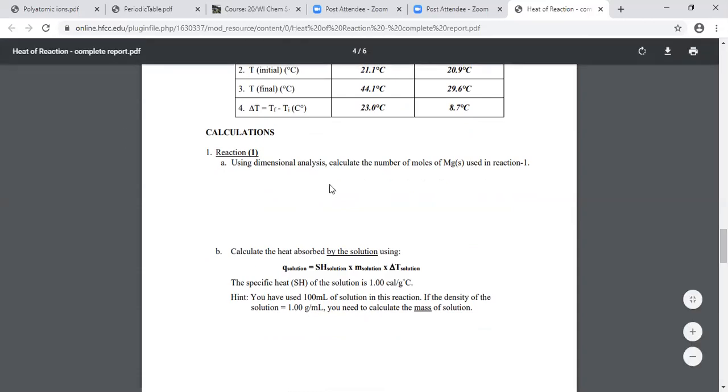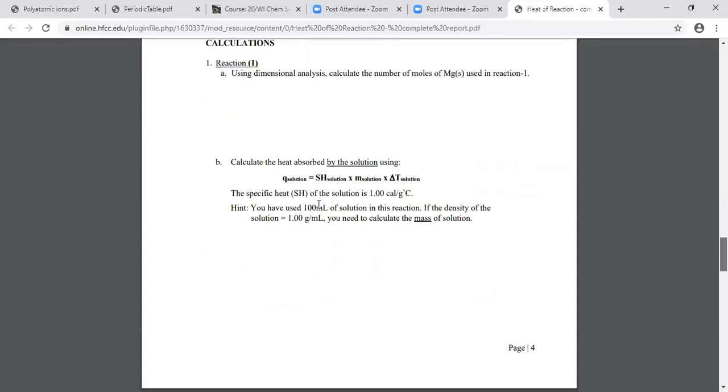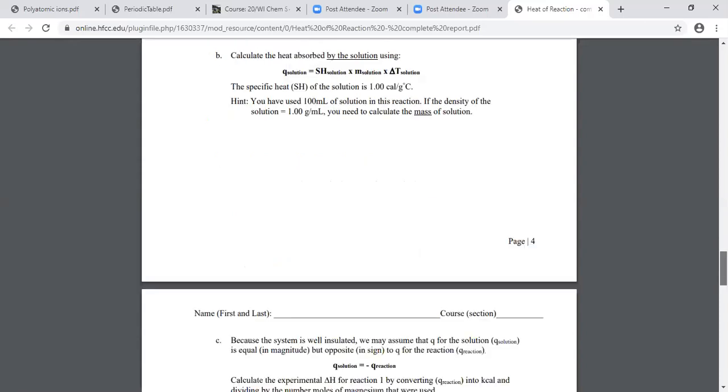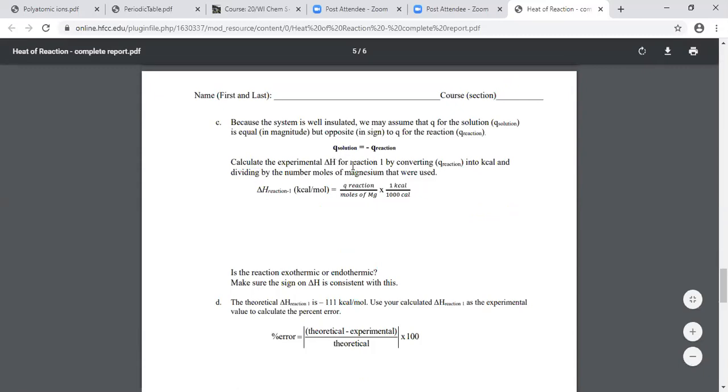So using dimensional analysis, we're going to calculate the number of moles of magnesium used in the reaction. This is where you're taking the grams and converting using the molar mass from the periodic table. Then we're going to calculate the heat absorbed by the solution using this equation, and basically you're just plugging things in. I'm going to write this out on a piece of paper to give you a couple more hints. You're going to calculate the change in H for the reaction, converting it to kilocalories.